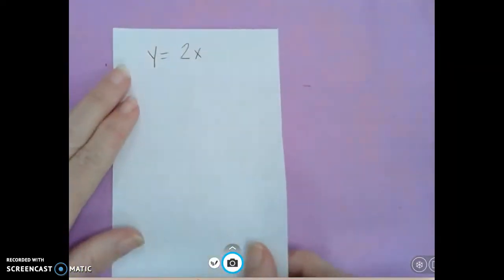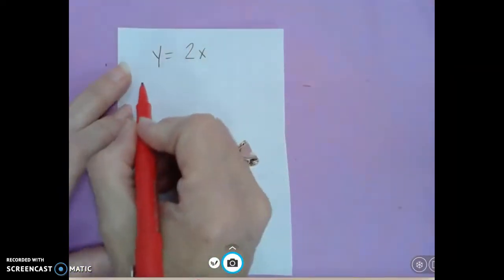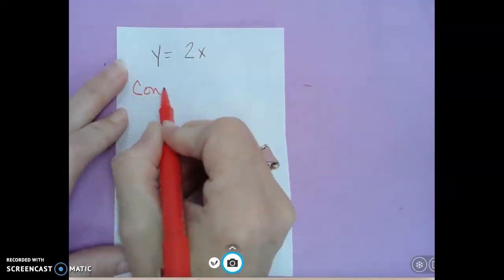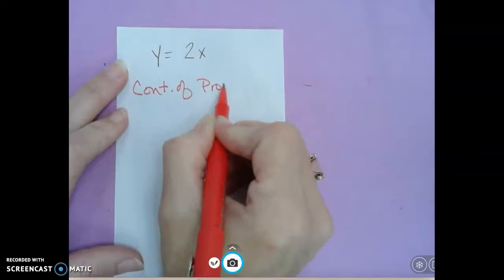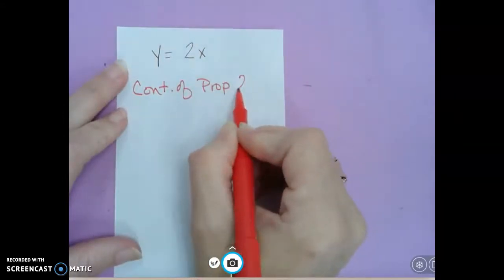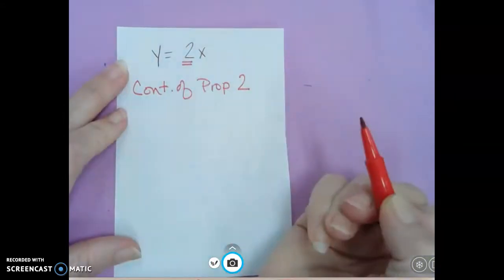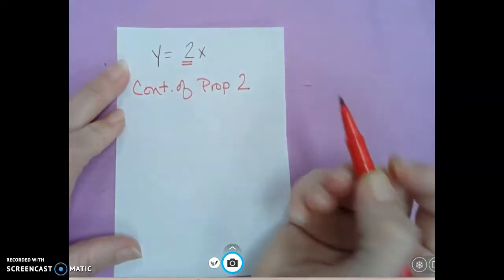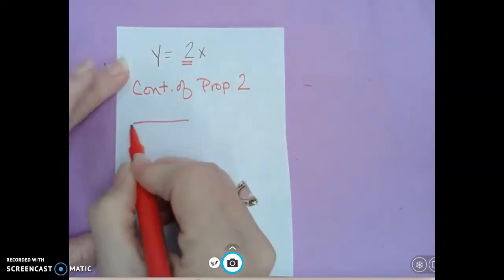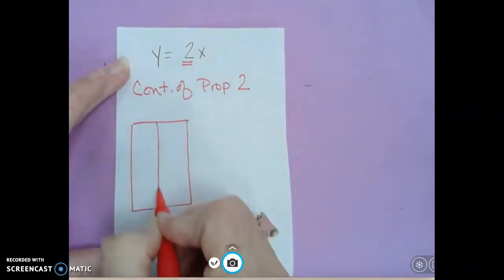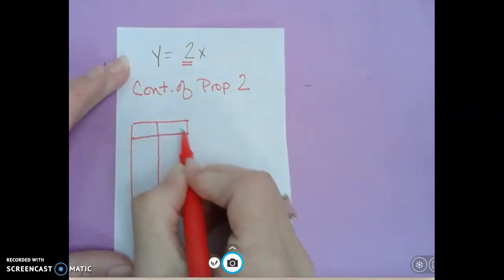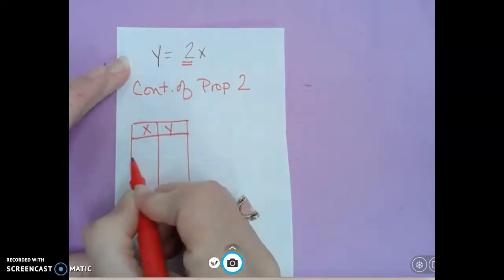So if you're just given y equals 2x, well, first of all, I'm not going to write the whole word out. The constant of proportionality is going to be 2. Constant of proportionality is 2. That's pretty easy to find. Now we've done these x and y tables for a while, and for those of you that were here at school when we were going over them, you seem to do pretty well with them.